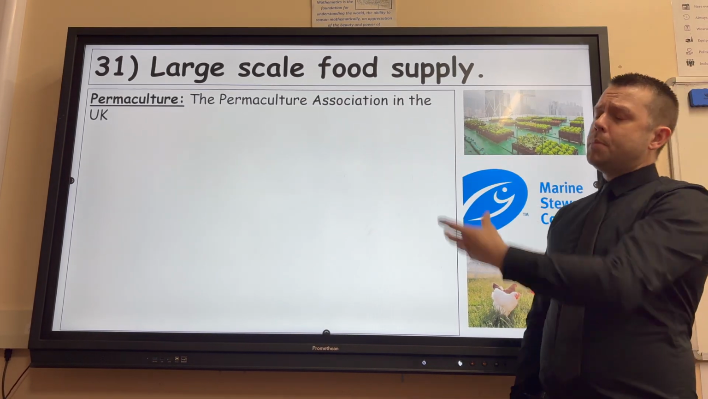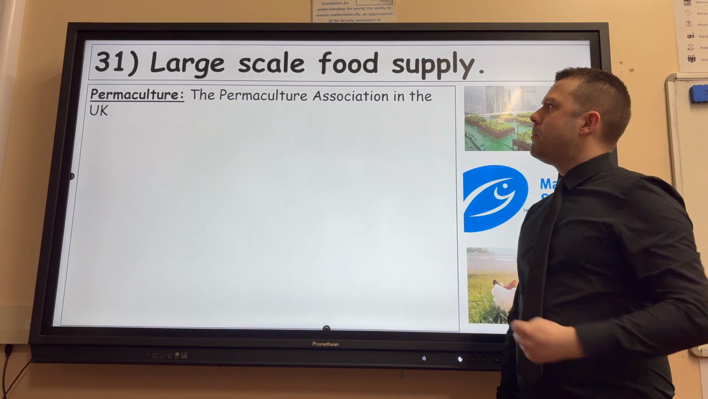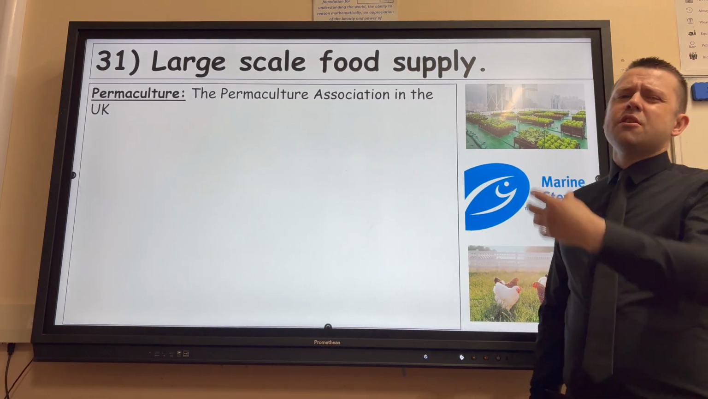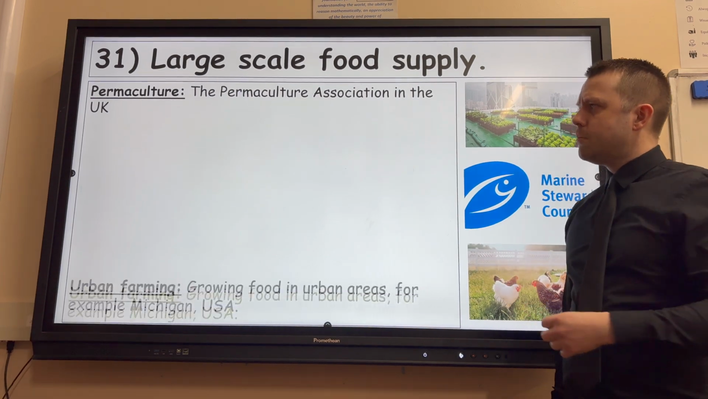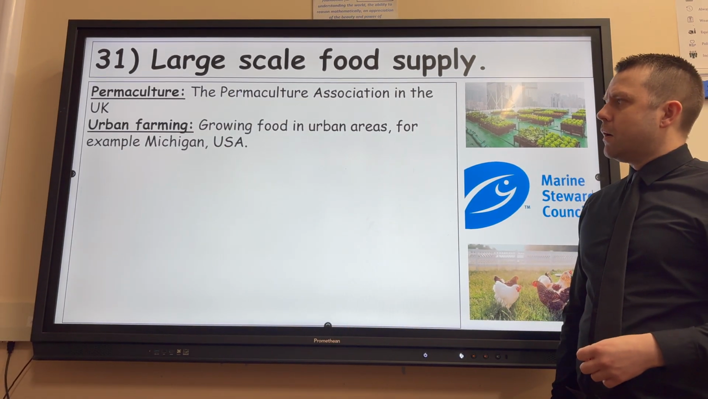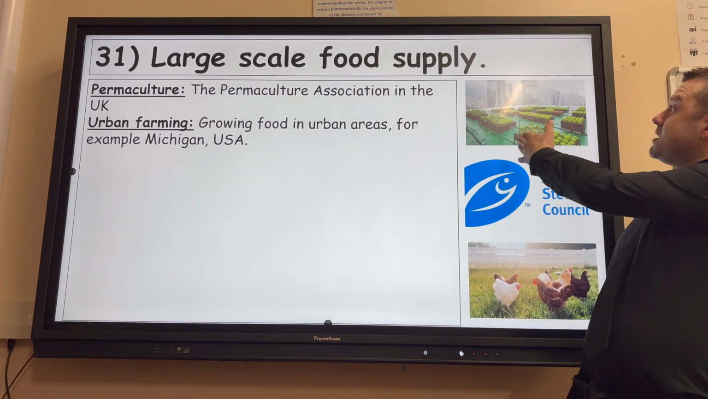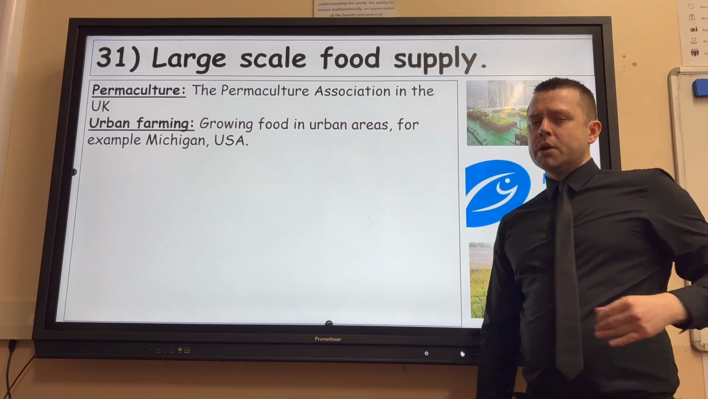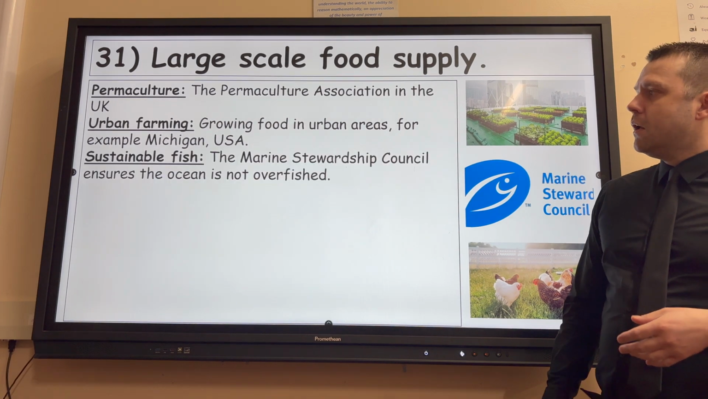Large-scale food supply. So there's several strategies we can use for this. The first one is permaculture or permanent agriculture. This is run by the Permaculture Association in the UK, and if you just think this is like organic farming, working with the natural environment to produce long-term sustainable food supplies. Urban farming, growing food in a city. You can see rooftops can be used or allotments in your local area, and an example we can use for this is Michigan in the USA.